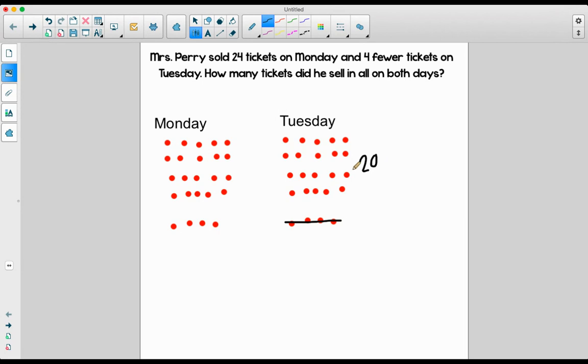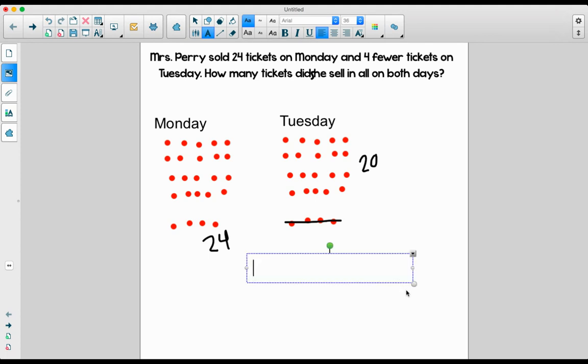So if there was 24 on Monday and 20 on Tuesday, how many tickets did she sell, I apologize, on both days? That would give me a number sentence of 24 plus 20 equals something. I'm not going to give the answer because I want you guys to figure it out.